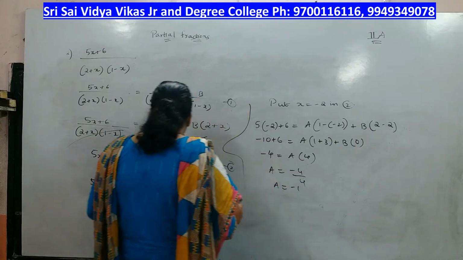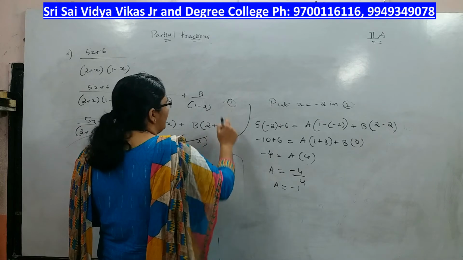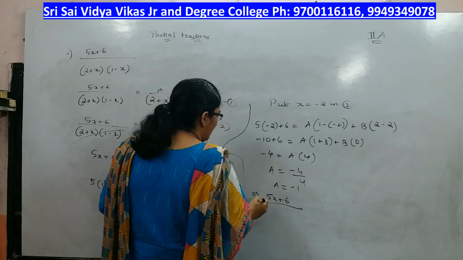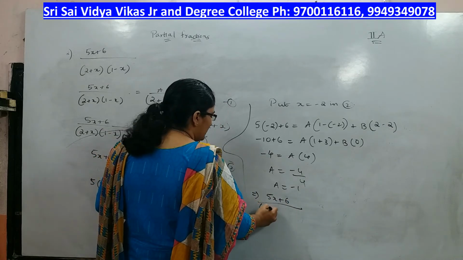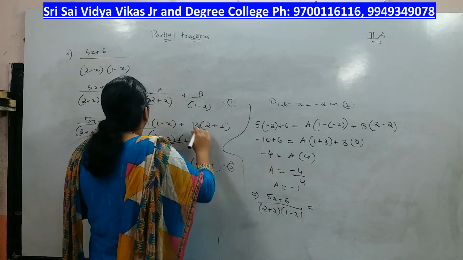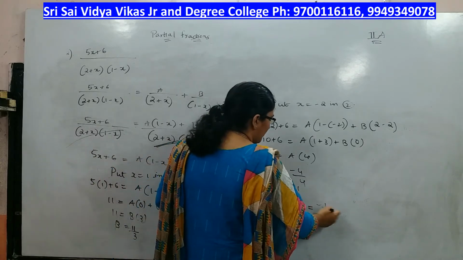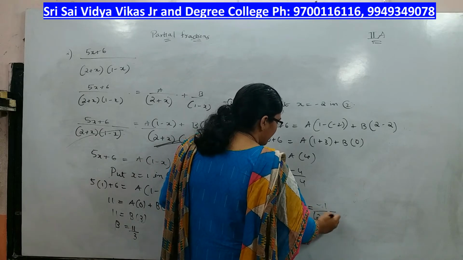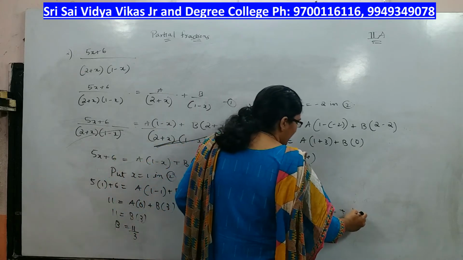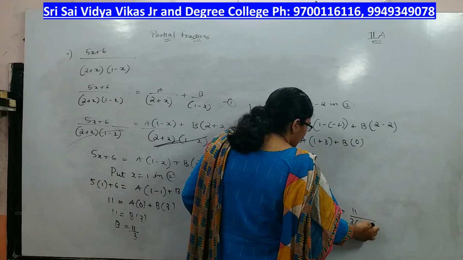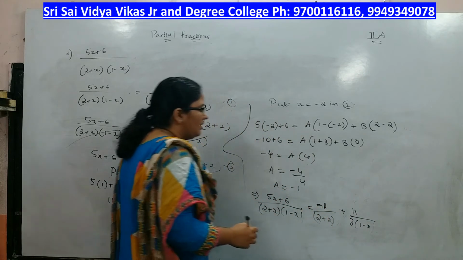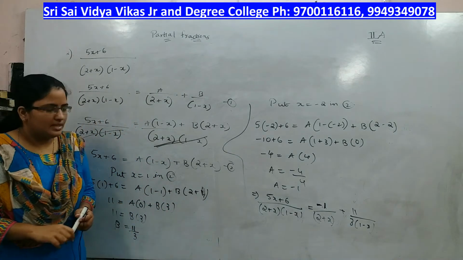Put a and b value in 1. So what do you get? This implies 5x plus 6 by 2 plus x into 1 minus x is equal to a by 2 plus x, that is minus 1 by 2 plus x, plus b value is 11 by 3. 11 by 3 into 1 minus x. This is what you get, the second problem.